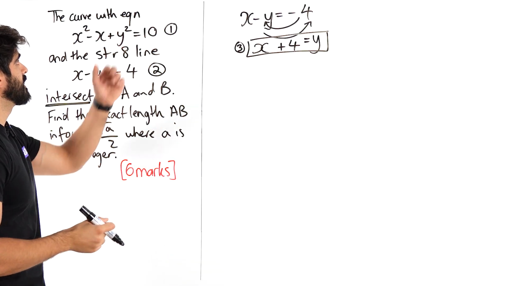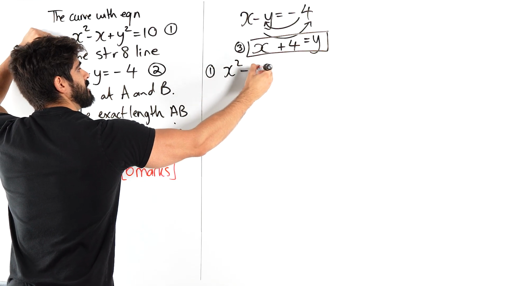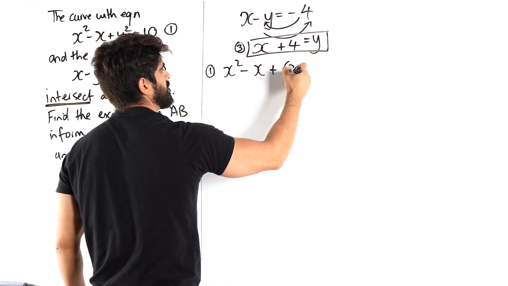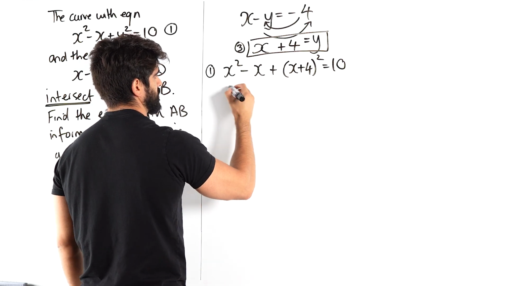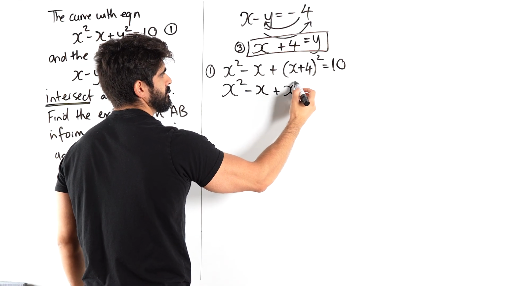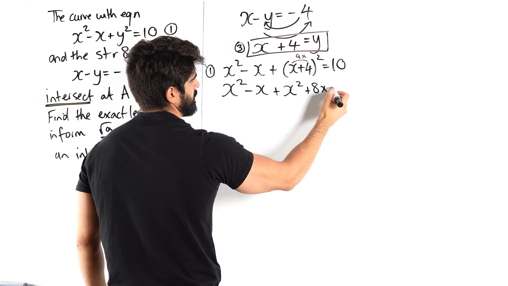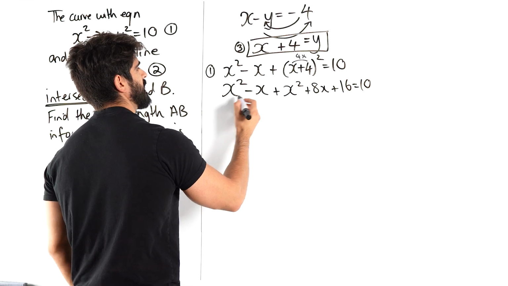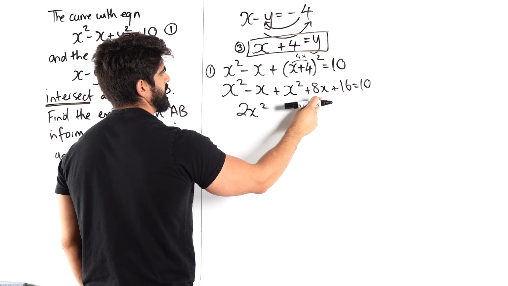Now we're going to replace that in equation 1, the one that we did not rearrange for. So we get x squared minus x plus y squared. When we square this, we need to use a bracket. Is 10. Okay, so we get x squared minus x plus (x plus 4) squared. You could write this out twice, but basically you square the first term, you multiply these together, 4x, you double it, 8x, 4 squared, 16. Okay, so we have x squared plus x squared is 2x squared, minus x plus 8x, 7x.